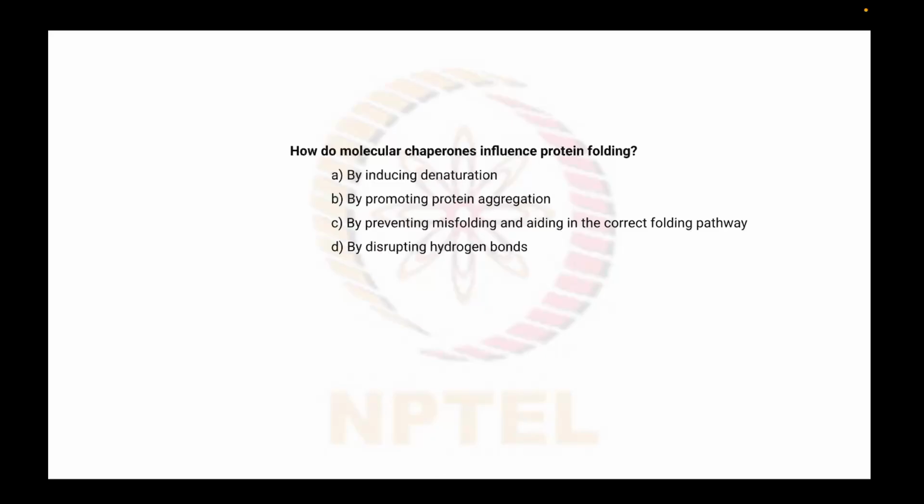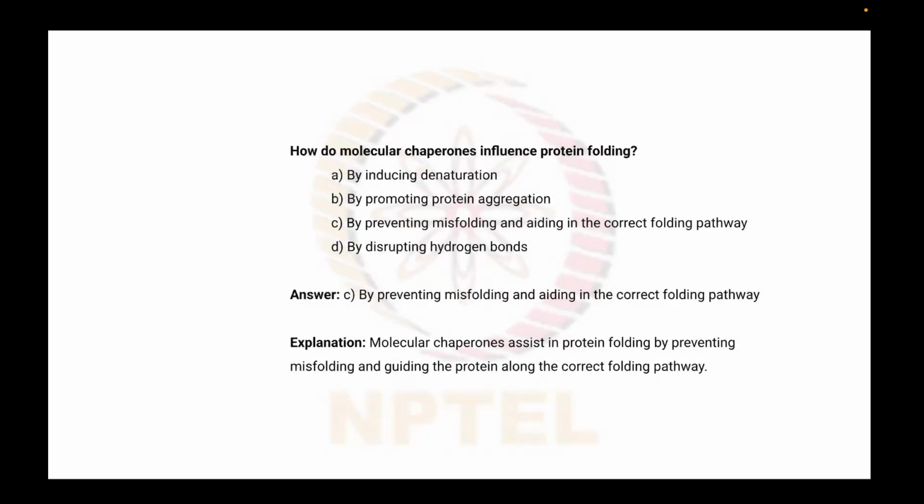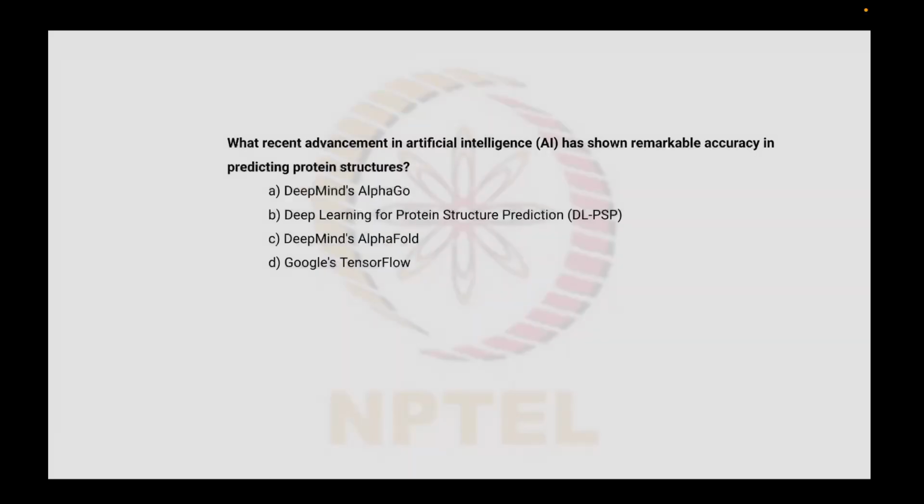They prevent misfolding and aid in the correct folding pathway. Molecular chaperones assist in protein folding by preventing misfolding and guiding the protein along the correct folding pathway.